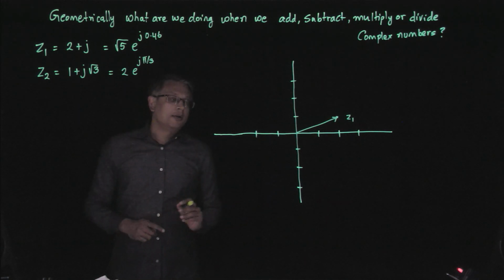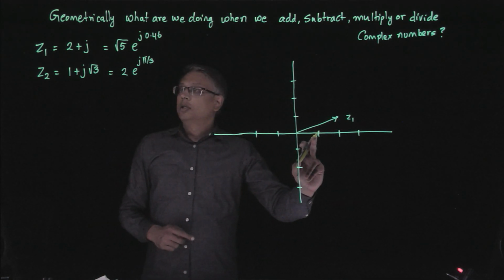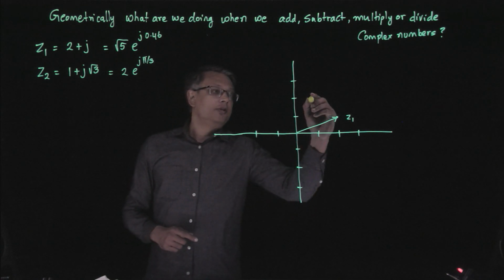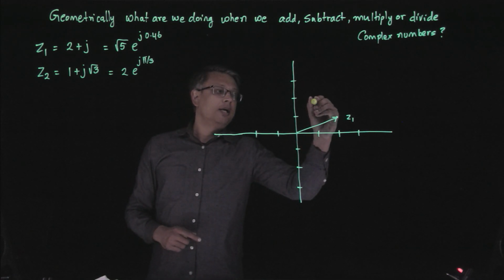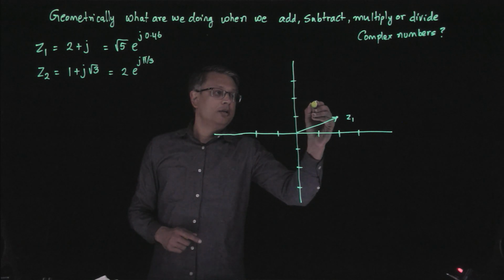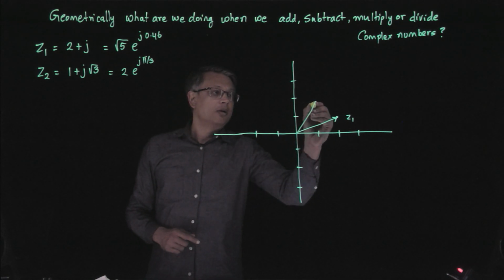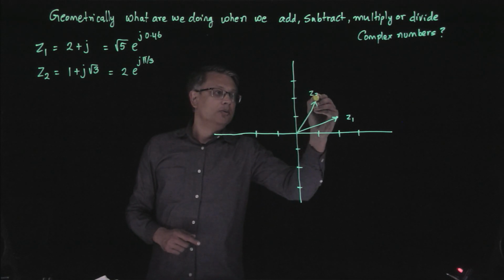Where does z2 lie? So z2 is 1 unit along the real axis and square root of 3 units along the imaginary axis. So that puts it somewhere over here. So this is z2.